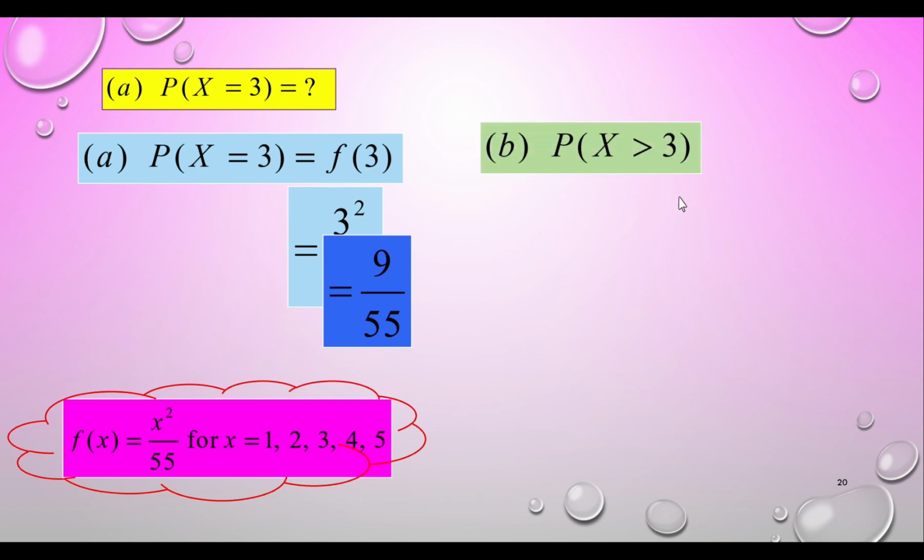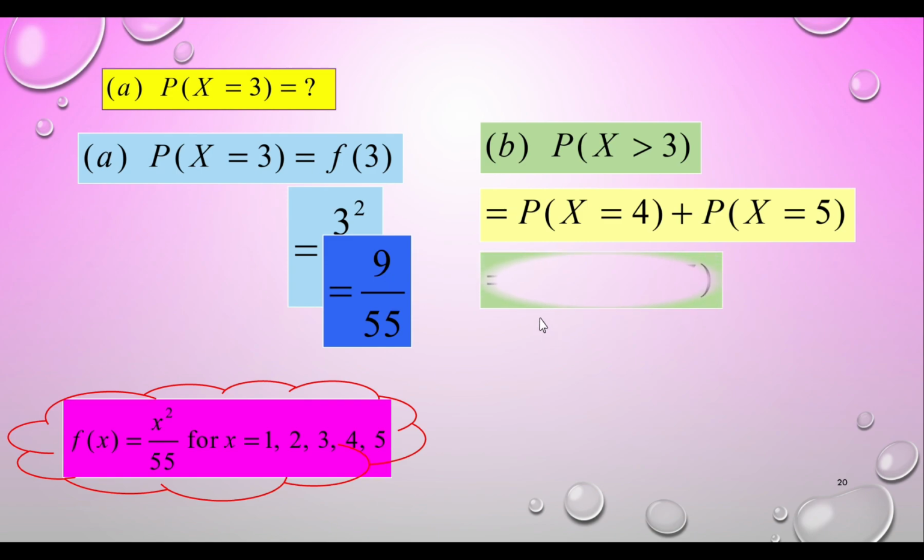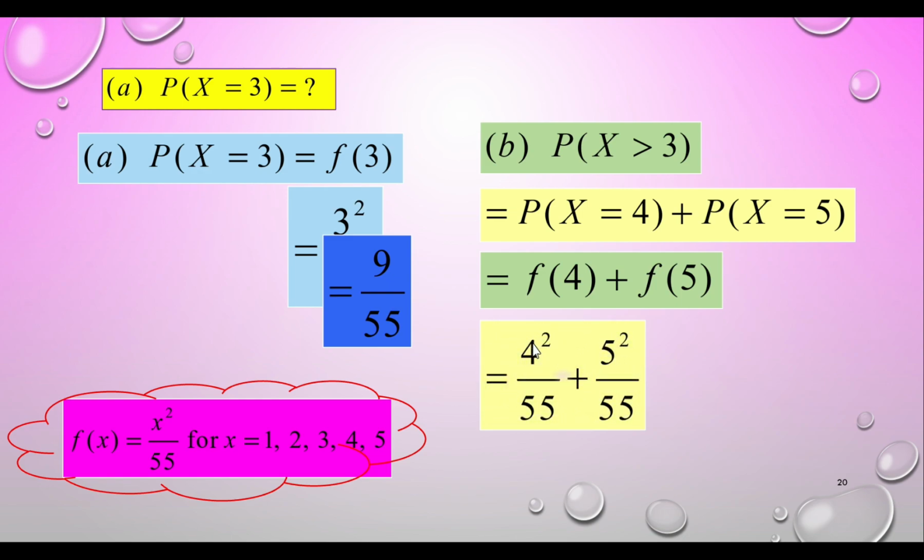How to find P(X more than 3)? Okay, the value of x is 1, 2, 3, 4, and 5 only. So, P(X more than 3) is P(X equal 4) plus P(X equal 5) only. So, we substitute x equal 4 and x equal 5 into the given function, and we get the answer is 41 over 55.